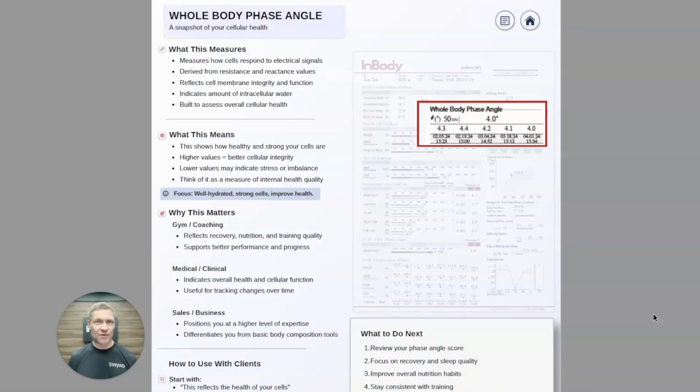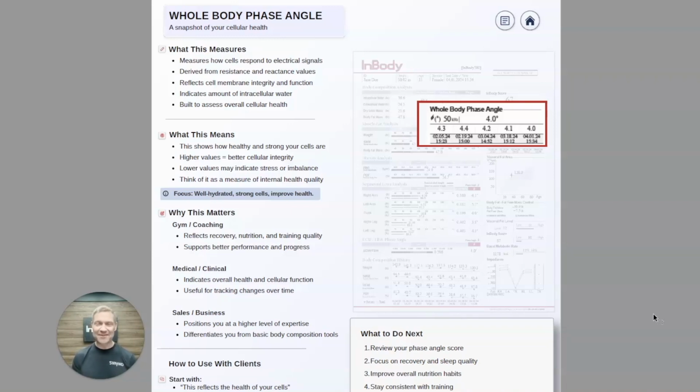Whole body phase angle is another key component to our SWIMO score, and it goes hand in hand with your ECW to TBW analysis, as there's a strong correlation between inflammation in the body and fluid balance and cellular health. So, what is phase angle? In its essence, it is a measure of your cellular health. It measures two things: resistance and reactance. It's measuring how well hydrated a cell is and the strength of a cellular membrane.